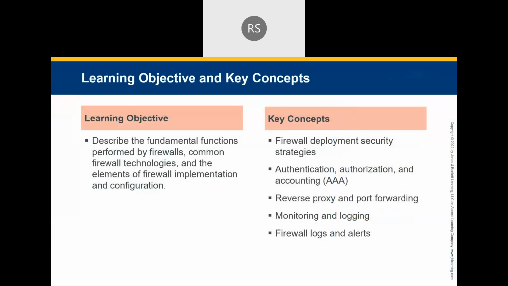Also, a key concept of this chapter is reverse proxy and port forwarding. So we're going to see how these techniques facilitate secure communications and effective handling of network traffic. We'll look at monitoring and logging in firewall deployment, and then how this contributes to threat detection and prevention. We'll also look at firewall logs and alerts and the roles that they have in notifying administrators about potential security incidents.